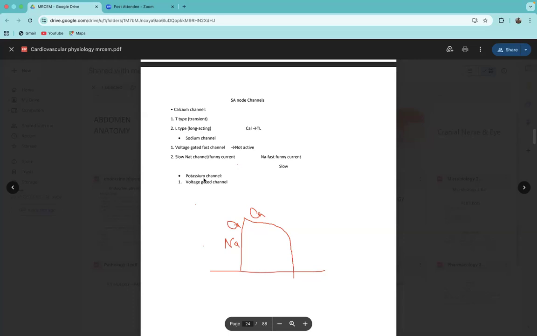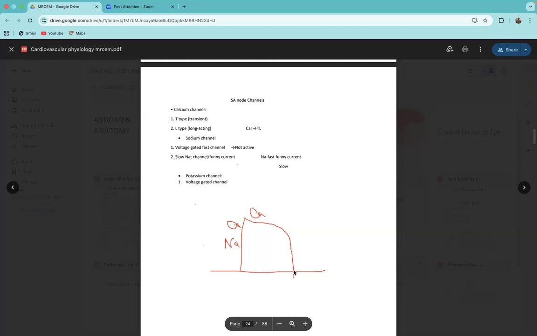So there will be presence of a transient calcium channel here and the slow acting calcium channel in there, and there will be potassium channels as well. The transient calcium channel is known as the T type calcium channel, and there will be the L type calcium channel, or long acting or slow calcium channel.